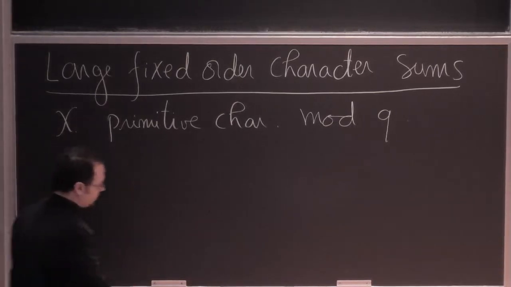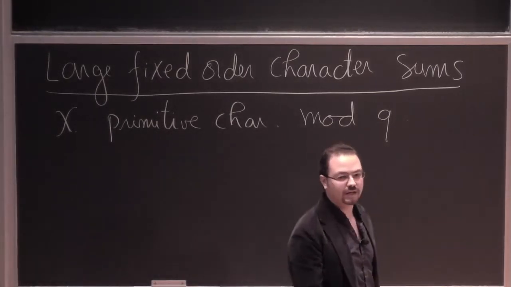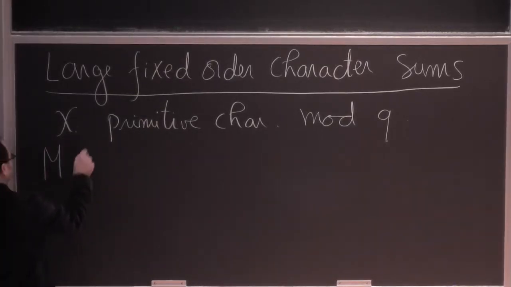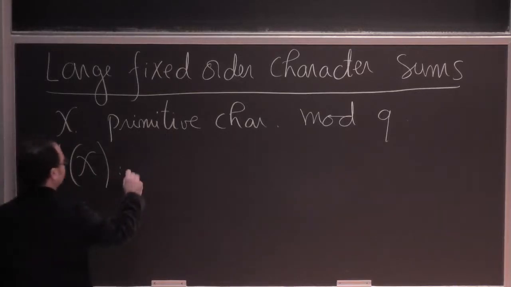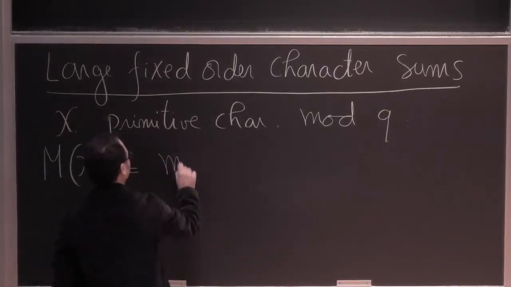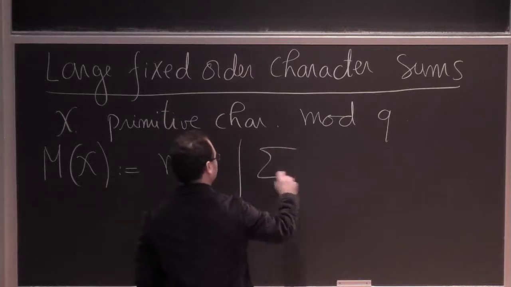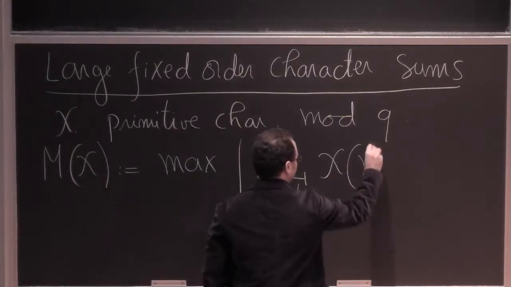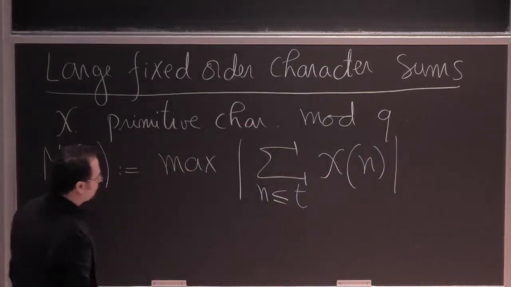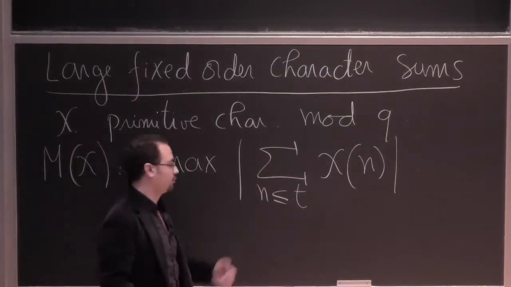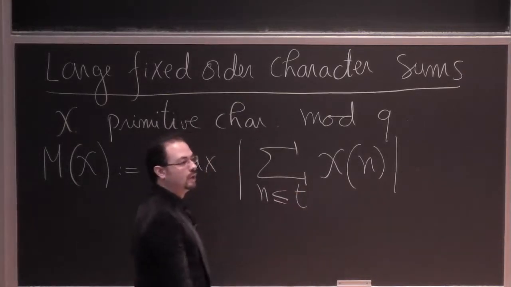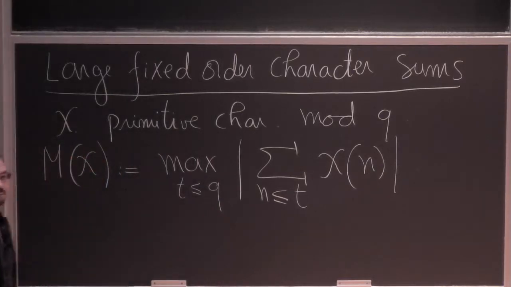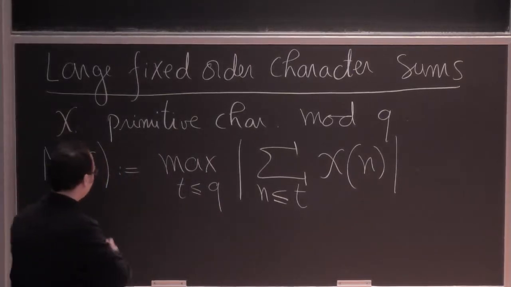And so, of course, bounding character sums has many applications in number theory. And one particular quantity which has received much interest is this quantity M of chi. So this is the maximum that the character sum can be, up to, let's say, t, of chi of n. And of course, you can maximize over all t's, but because we have periodicity and the full sum up to q is 0, you can simply focus on t up to q. Okay? So what do we know about this?